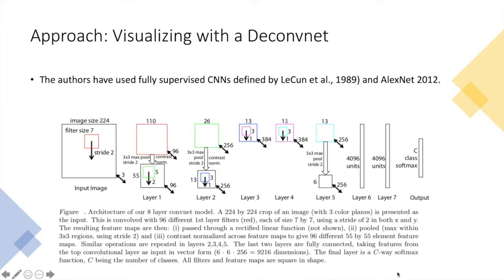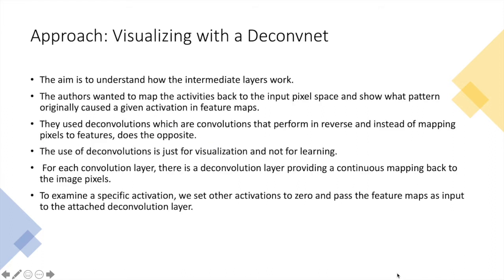This is the architecture that the authors used to perform their visualization on. Here we can see that input images are fed into 96 convolutions, followed by a max pooling in the first layer. The authors aim to understand how the intermediate layers work. So they used the deconvolutions to map the features back to the input pixel space. To inspect a specific activation, they set other activations to 0 and perform a deconvolution on the features to get the results in the image pixel space.